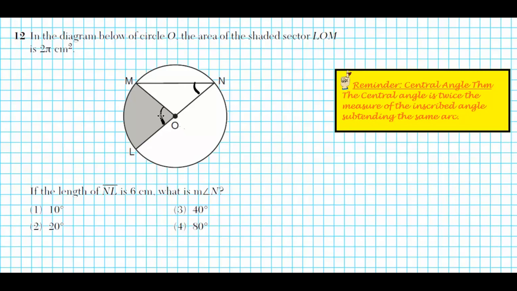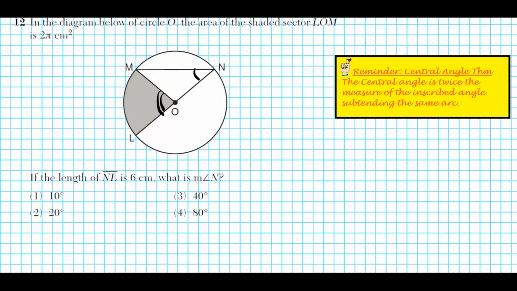Measure of angle MOL, and then we're going to use the central angles theorem to figure out what the measure of this angle here is, because they subtend the same arc. So how can we find out what the angle is given the area of a sector? We're going to make use of the area of a sector formula.